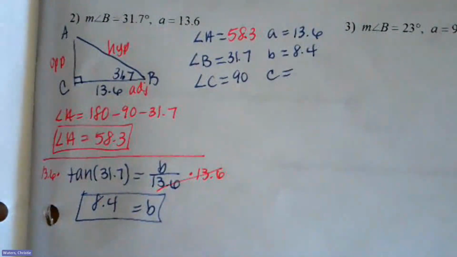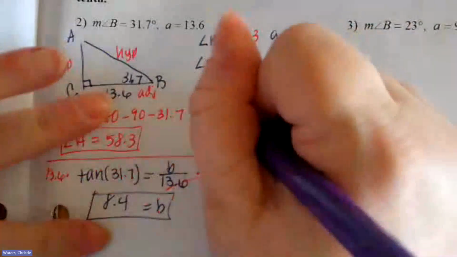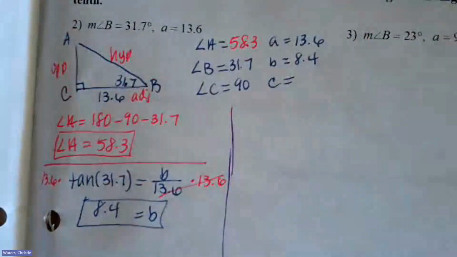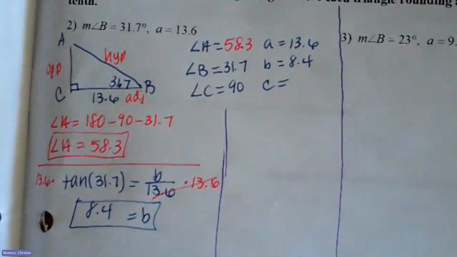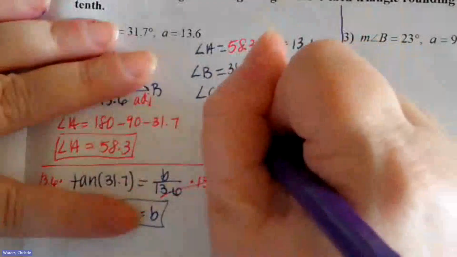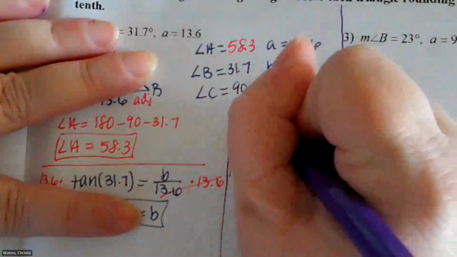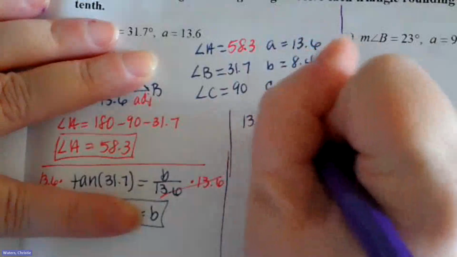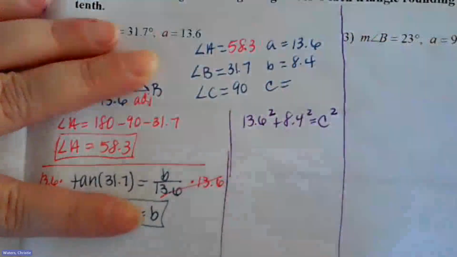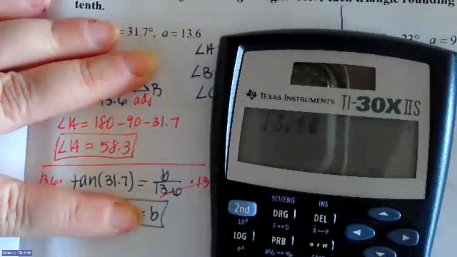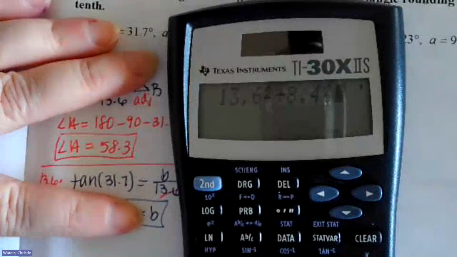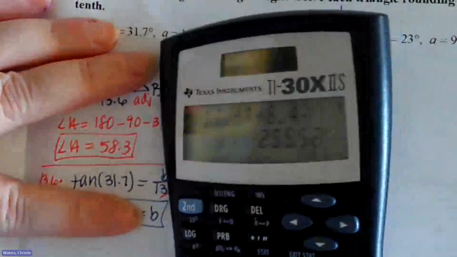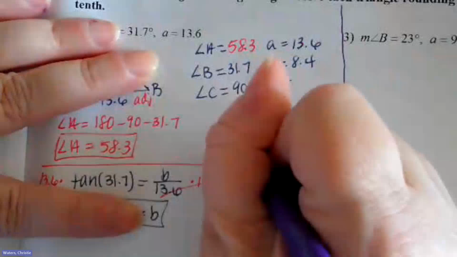Okay, last we have to find side C. I'm just going to do Pythagorean theorem this time just to give an example of it. I have some room right here to do that. Let me just kind of separate these spaces. Okay, so for Pythagorean theorem, a squared plus b squared equals c squared. So I'm going to do 13.6 squared plus 8.4 squared equals c squared. 13.6 squared plus 8.4 squared equals 255.52.